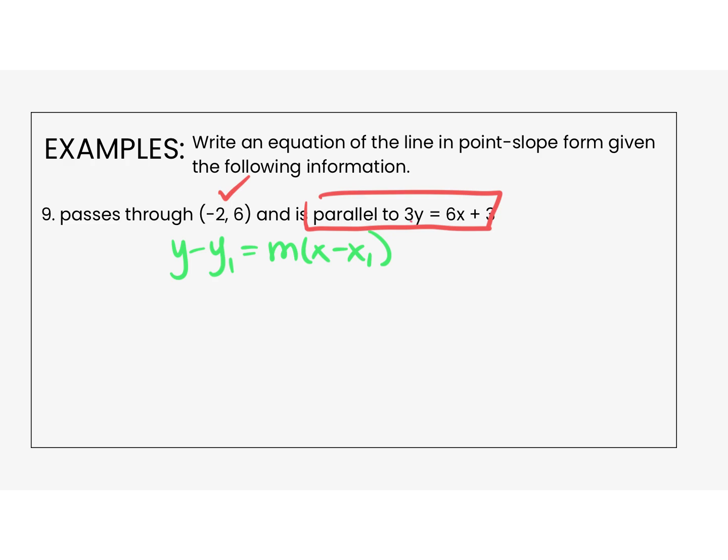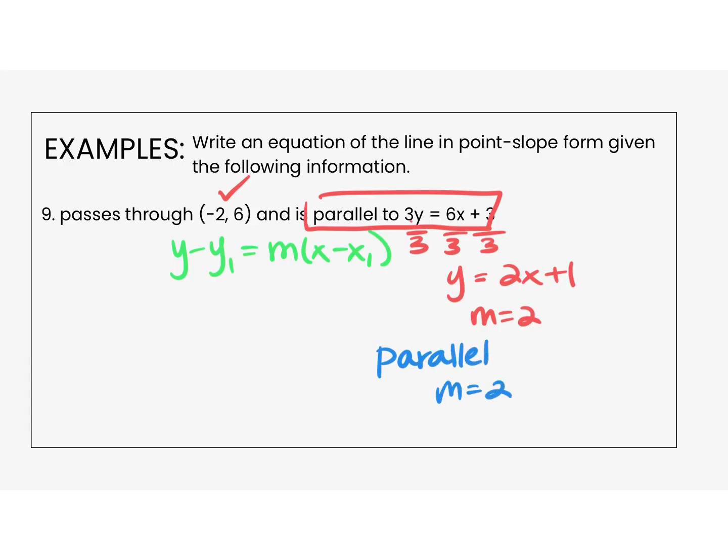So if it's parallel, remember parallel means same slope. So I'm going to take this 3y equals 6x plus 3 and put it into slope-intercept form. So I'm going to divide everything by 3. So I get y equals 2x plus 1. And so the slope of that is 2. And since they're parallel, which means same slope, I want m equals 2 for my slope in my point-slope form.